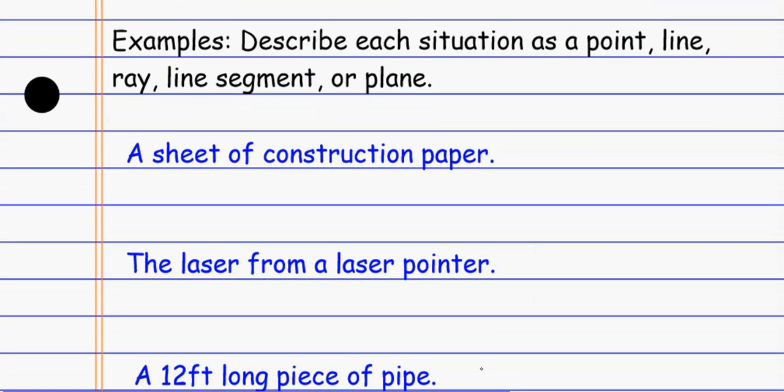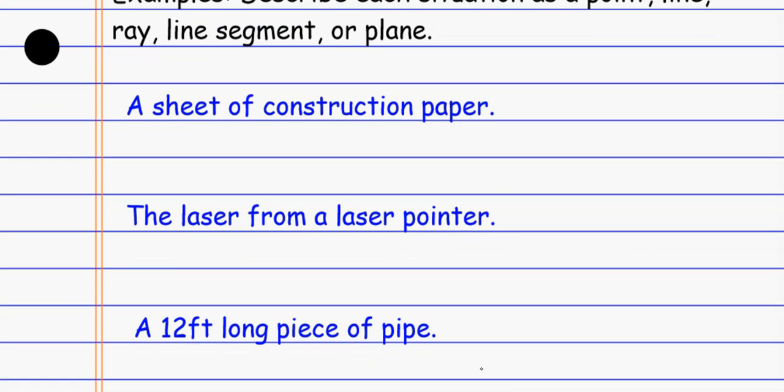And then here, let's describe each situation as the closest possible shape in geometry. So a point, line, ray, line segment, or a plane. And so if I look at something like this guy, it says a sheet of construction paper. So if I had a sheet of paper, that's a flat surface. So I would just best describe that as a plane.